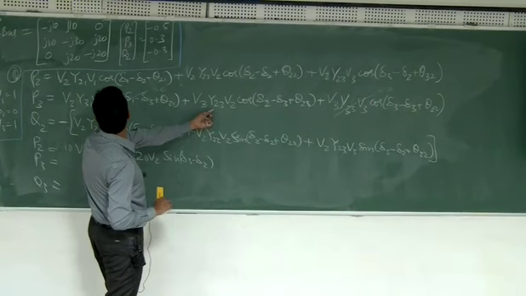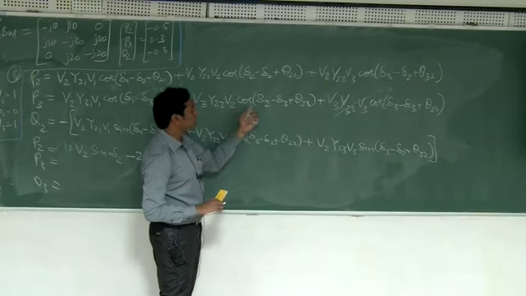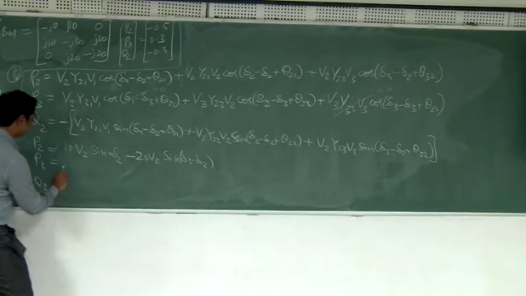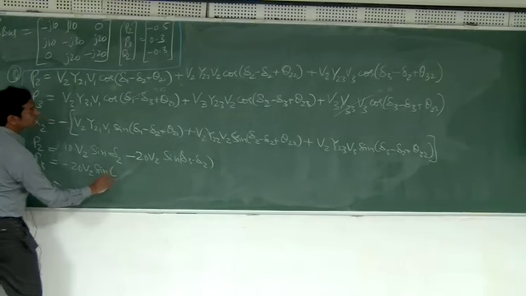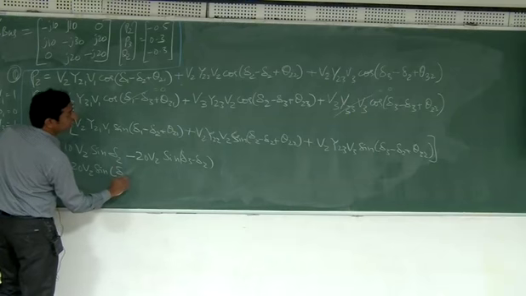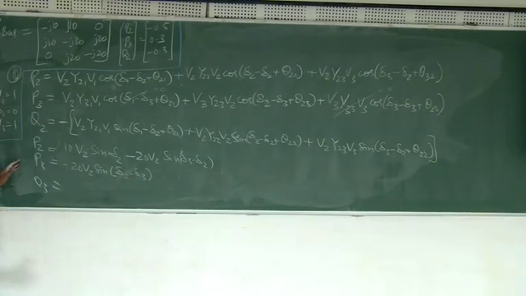So this is the 20. So 20 into V2. So this will become minus sine of this. So minus 20 V2 sine of delta 2 minus delta 3. Okay. So this I got another function for P.